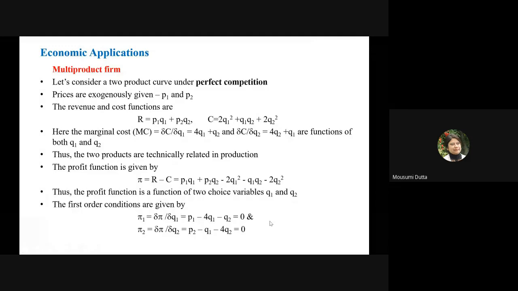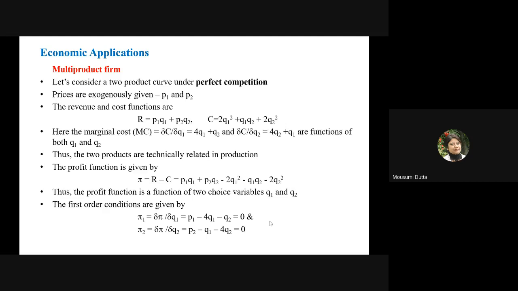So last day I stopped with, if we have strict convexity, what will happen with respect to our Hessian determinant? If strict concavity, what will happen? If weak convexity, weak concavity, what will happen? All these things were discussed in the last class.